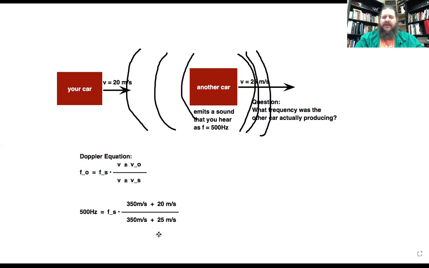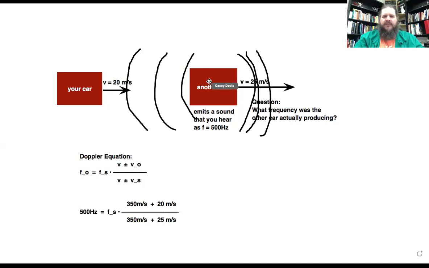Any questions on that setup so far? Yeah, I have a quick question. Can you go over again the denominator and how you got that it would be a lower frequency?